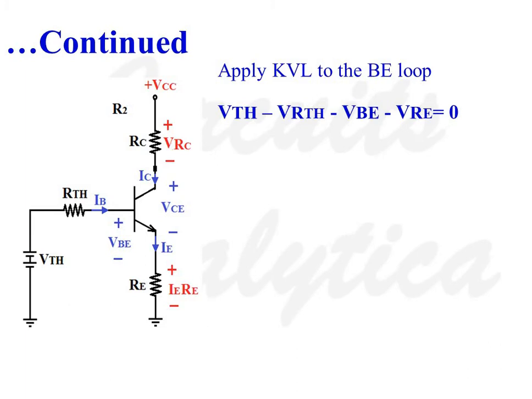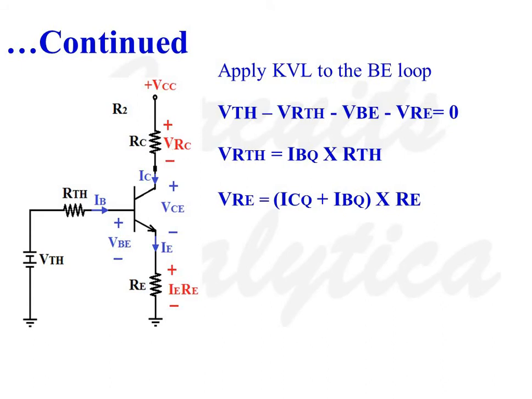VTH minus VRTH minus VBE minus VRE is equal to 0. VRTH is equal to IBQ into RTH. VRE is equal to (ICQ plus IBQ) into RE, where IBQ is the base current when no input signal is applied, and ICQ is the collector current of the transistor when no input signal is applied.